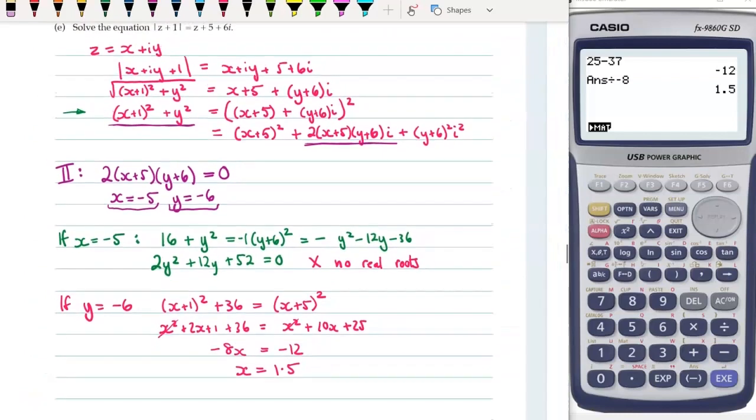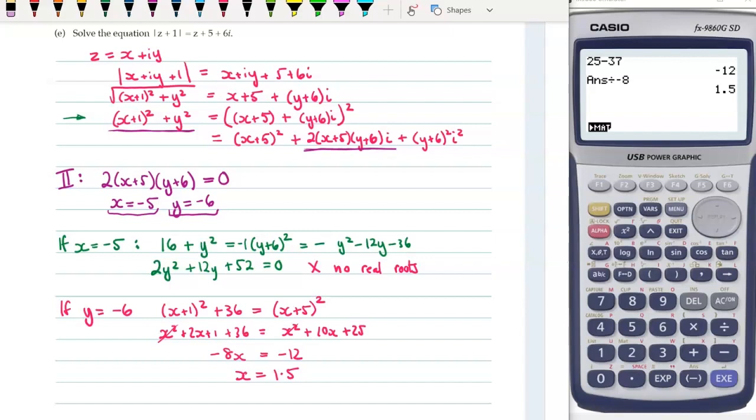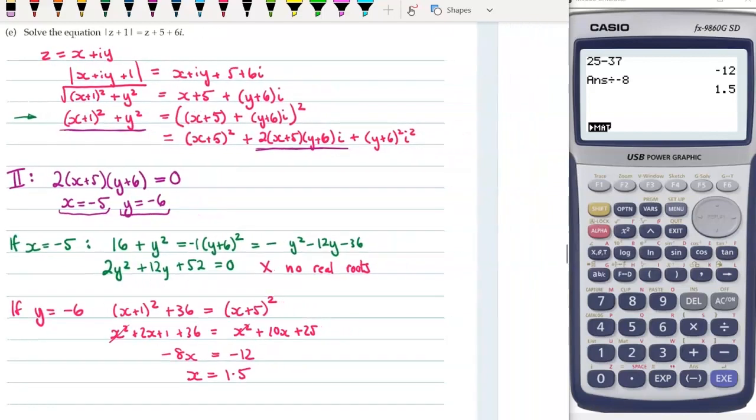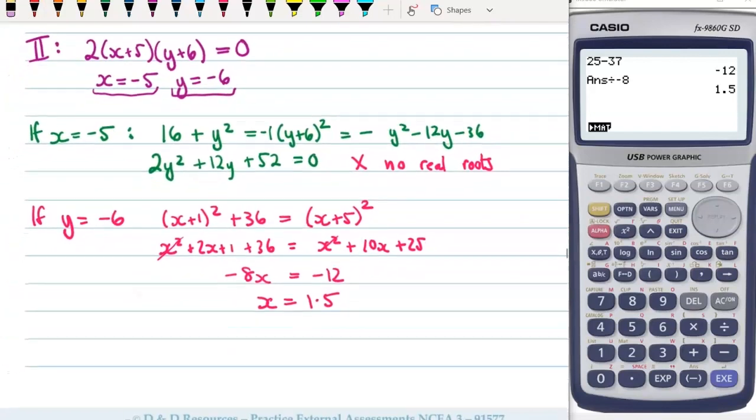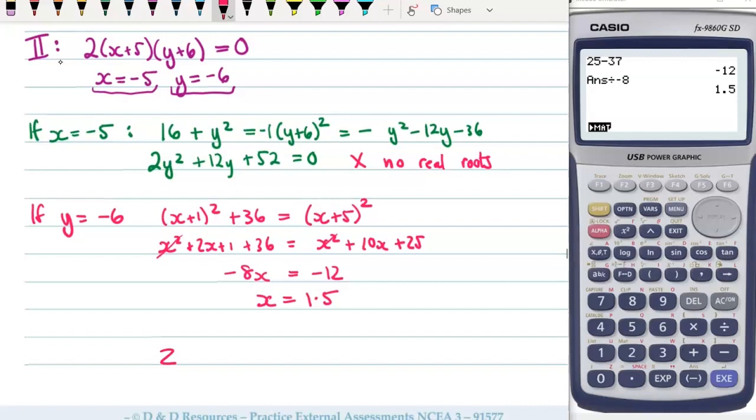Now just don't lose track of what we're doing for this question. We're trying to solve for z up at the top just here. So our final stage is to write what our answer for z is. So z equals x plus iy, so that's 1.5 plus the y is minus 6, so that'll be minus 6i.